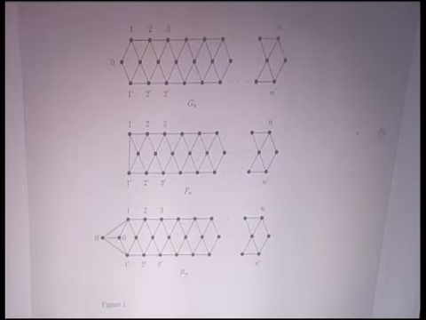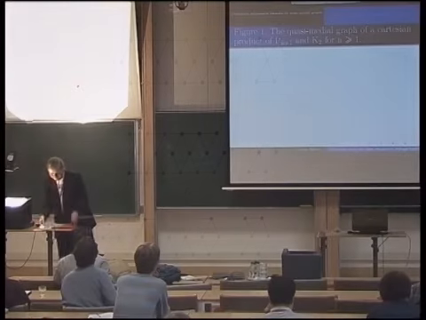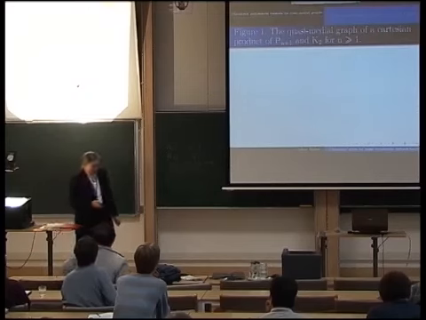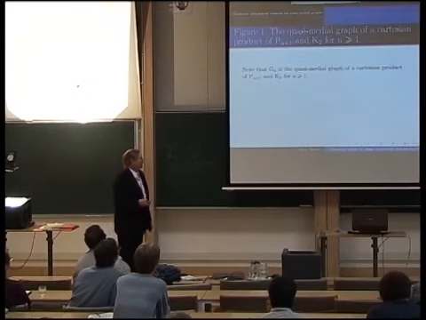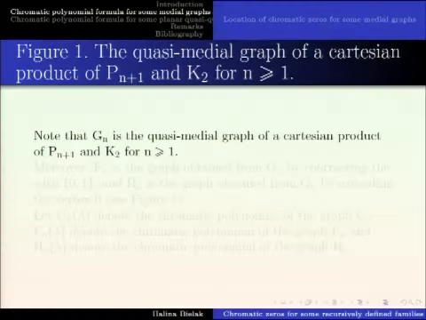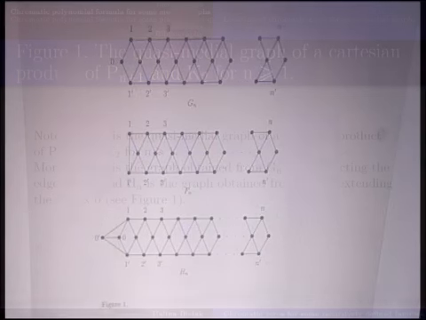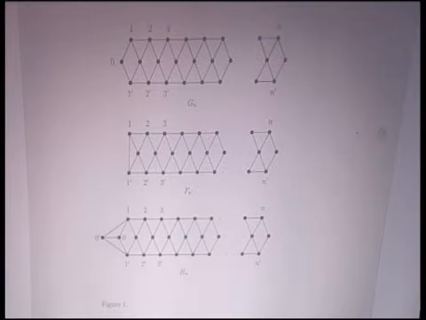We can check this maybe easily. This is quasi-medial because we delete this parallelism of some edges. And this second graph can be obtained from the first by, we know, we can extract the edge 0, 1.